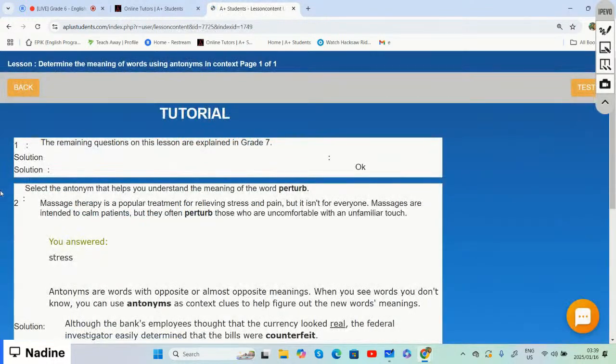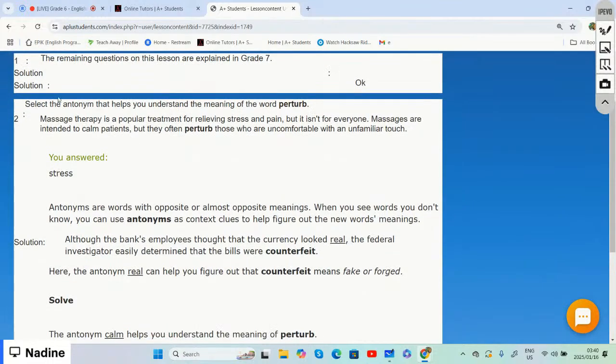So now we're going to determine the meaning of the word using antonyms in context, the opposite meaning. All right. It says the remaining question. We need to select the antonym that helps you understand the meaning of the word perturb. Remember, antonym is the opposite meaning. So, what is the meaning of the word perturb?